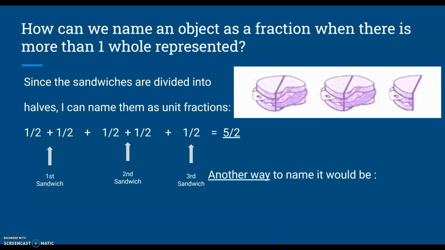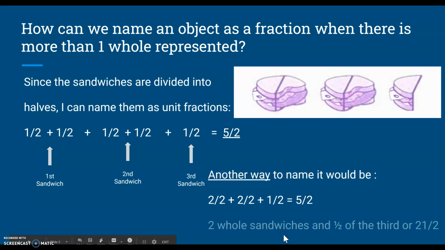Another way to name it would be if I said in the first sandwich 2/2, in the second sandwich there are 2/2, and in the last one there's only 1/2. So 2/2 plus 2/2 plus 1/2 equals 5/2. Yet another way to say that would be I have 2 whole sandwiches and half of the third sandwich, or 2 1/2 sandwiches.